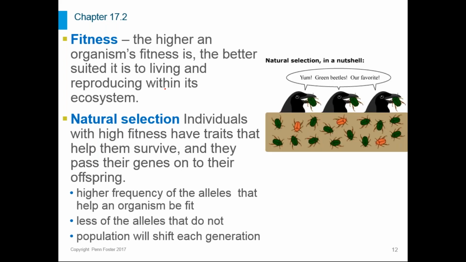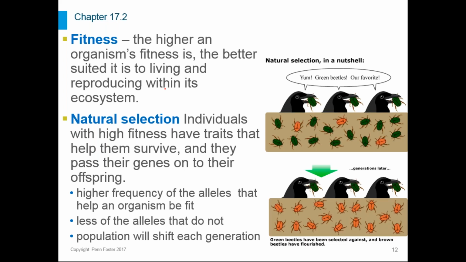Okay, so an easy example of it, you have genetic variation. Some of the beetles are green, some of them are brown. If the birds want to eat the green ones, then they will. That makes it less fit to be green and more fit to be brown. They survive better if they're brown. So after many generations, the green ones get eaten, the brown ones survive, and the brown ones are the ones that reproduce. So the whole population shifts to being brown instead of green.